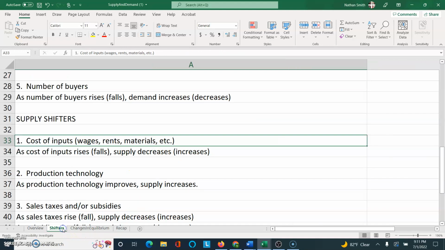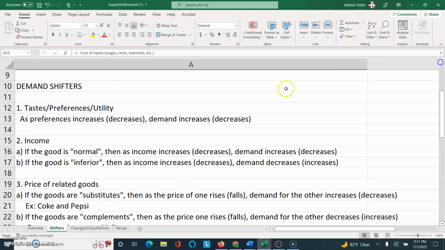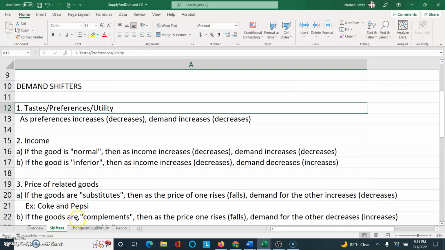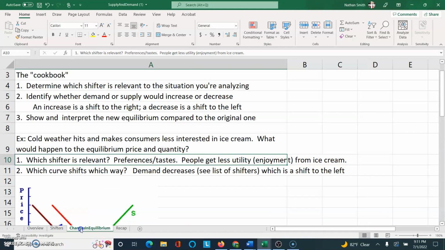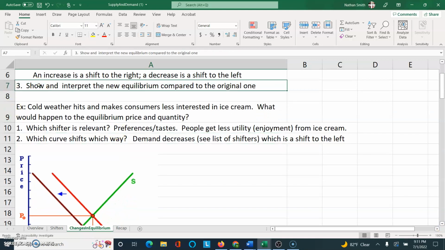If I go back and look at my list of shifters, preferences are the number one demand shifter. So that tells me this is going to shift demand. Step two of the cookbook is which direction does the curve shift? In this case, people don't like it as much. They get less satisfaction. So demand is going to decrease, and we now know that's a shift to the left. And step three is to literally just show it and interpret it on your graph.